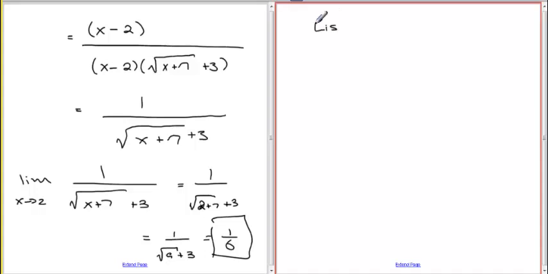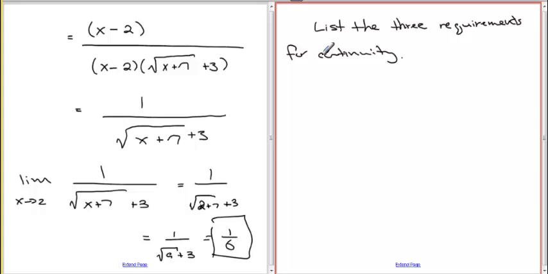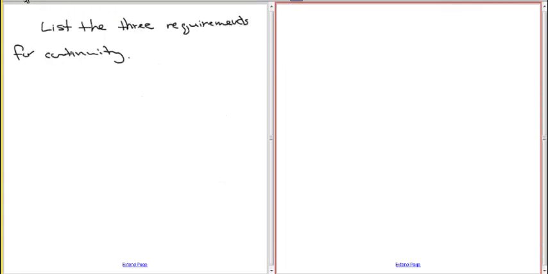List the 3 requirements for continuity. I'm not going to list them here. You're going to have to look them up in your notes or in your book, and just write it down on your paper. Hopefully we've said it enough times, and you've seen it enough times, that we don't have to actually memorize it.